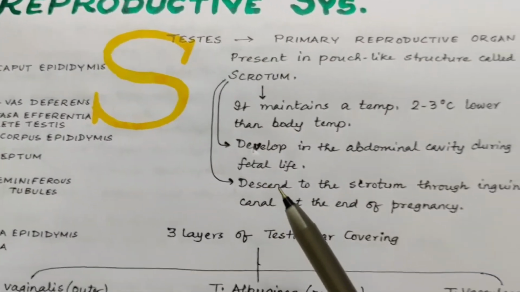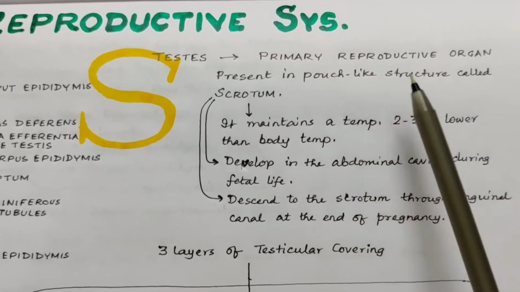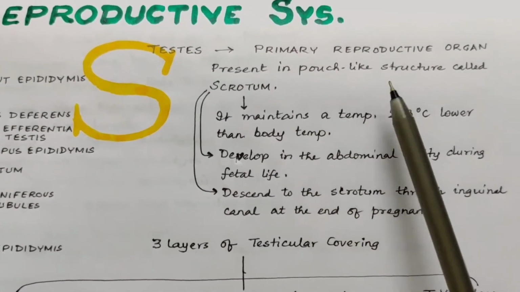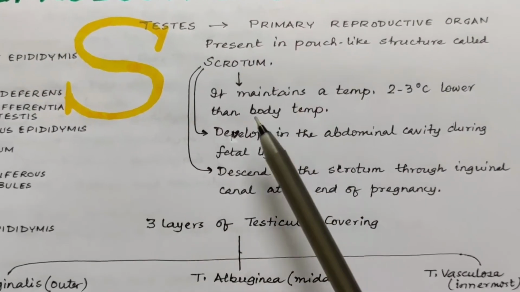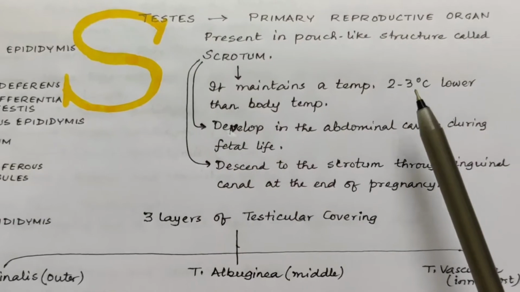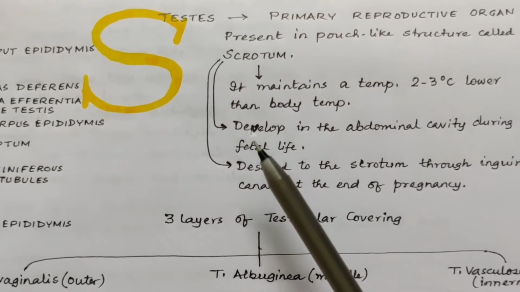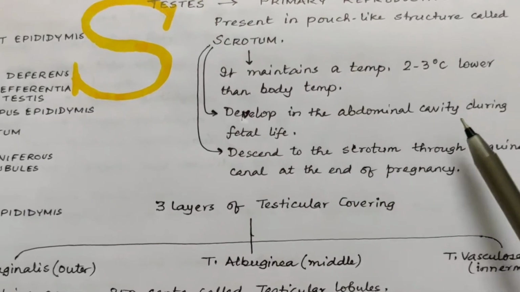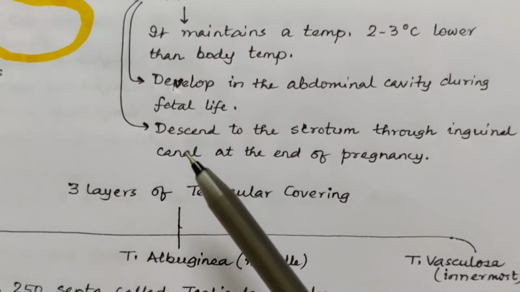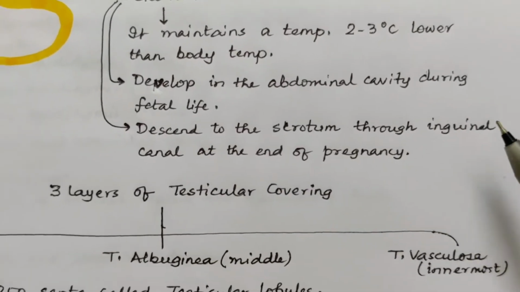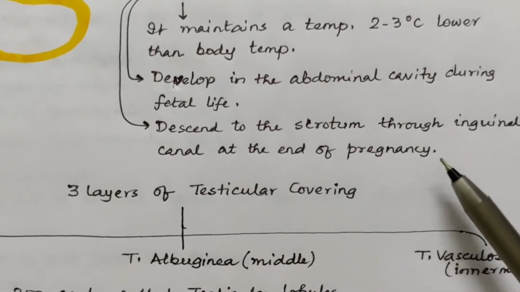So we are into the theory part now. The testis is the primary reproductive organ, present in a pouch-like structure called the scrotum or scrotal sac, which maintains a temperature about 2 to 3 degrees Celsius lower than our body temperature. It develops in the abdominal cavity during fetal life. From there it descends to the scrotum through a canal called the inguinal canal at the end of pregnancy.